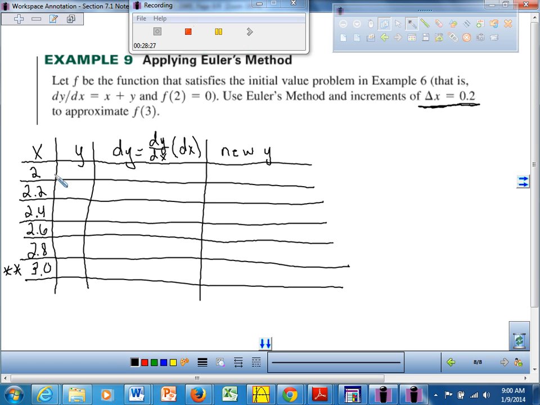So that's why in my x table, I start at 2, and I go up by 0.2, because they told me that was my delta x. And I stop at 3, because that's the one I'm interested in. That's why it has the stars next to it. My y coordinate at 2 was what? 0.